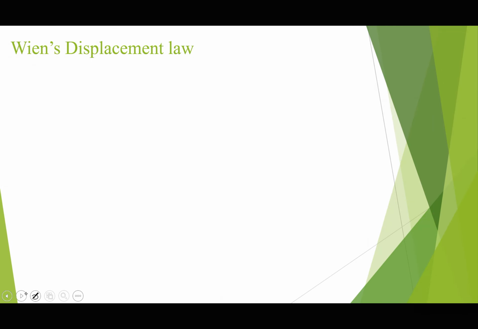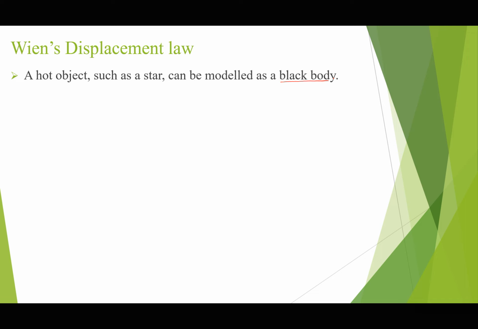A hot object such as a star can be modeled as a black body. Now, a black body does not need to be black in color. A black body may not necessarily be black in color. It could be any object which can absorb all radiations of different wavelengths falling on it without reflecting any.